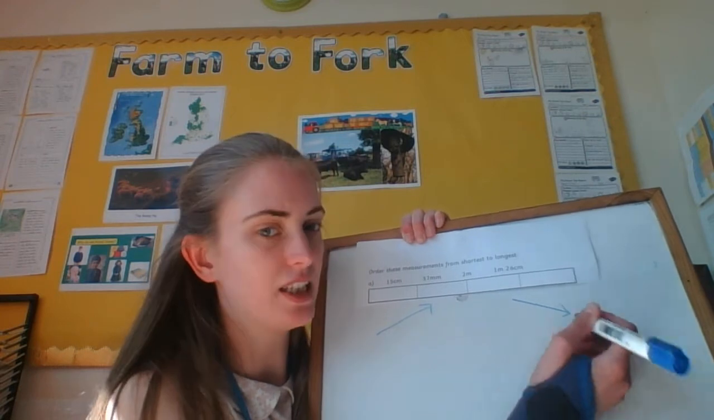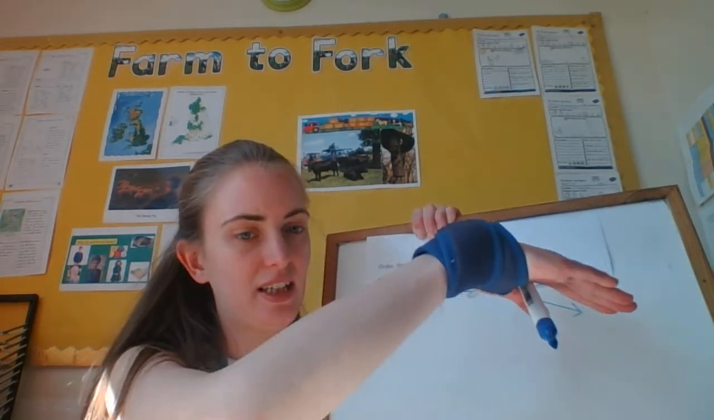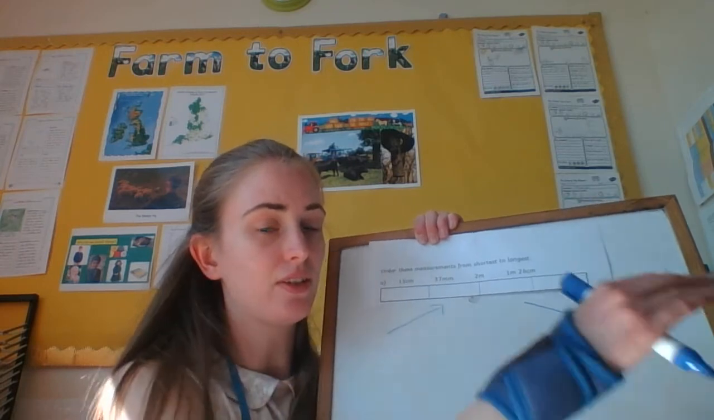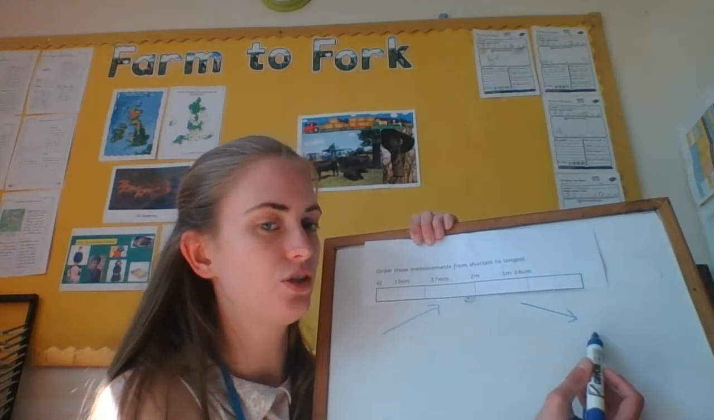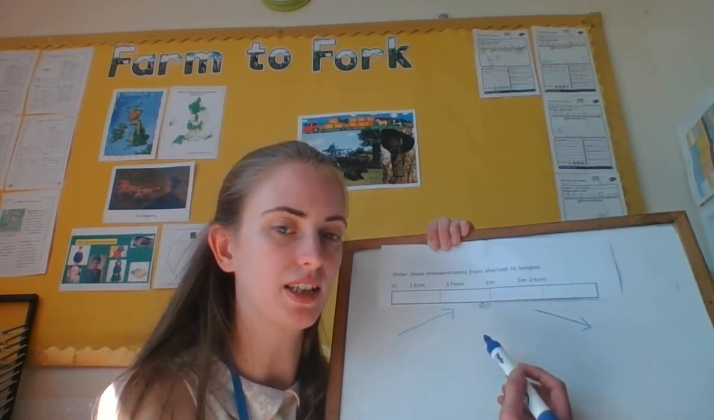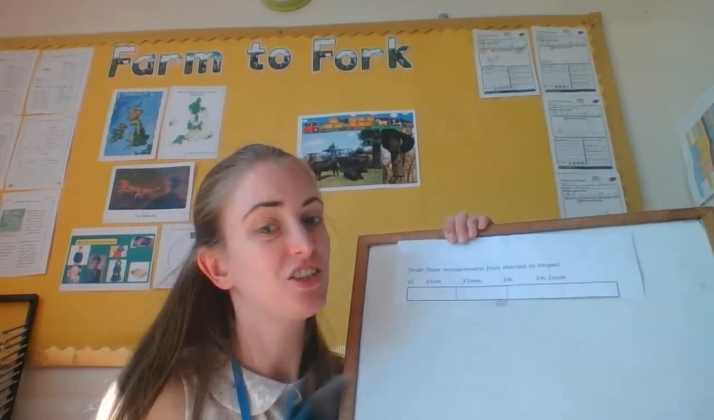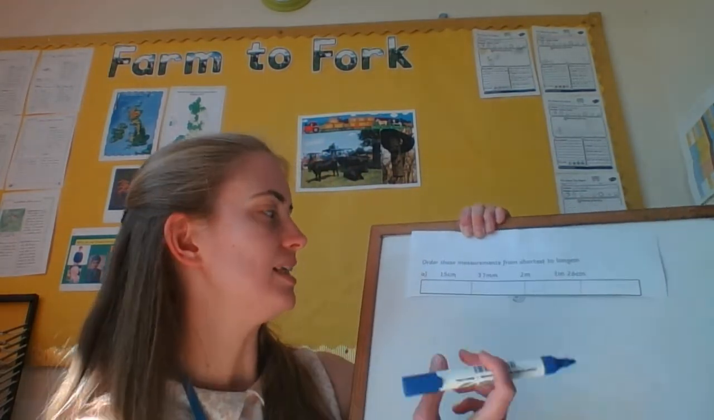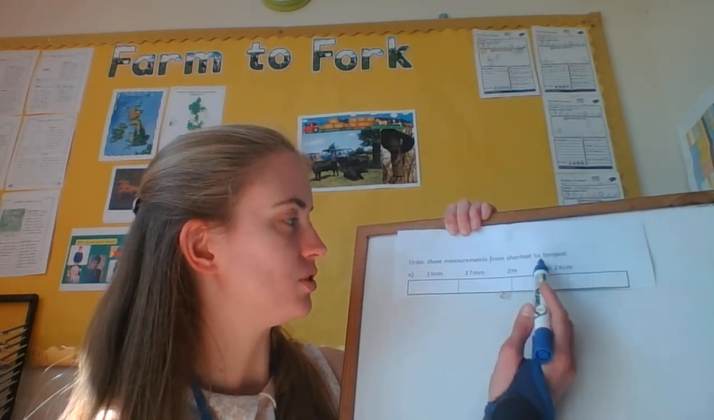Descending. D for down, D for descending. A descending plane is going down. It starts high and gets lower. So longest to shortest would be descending, shortest to longest ascending order. But this one's been really kind and has just said shortest to longest, so that's easy. So, in this question, order these measurements from shortest to longest.